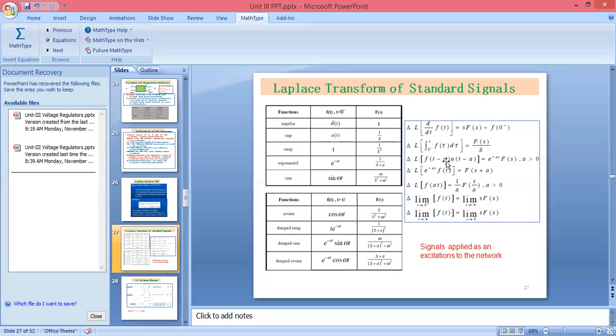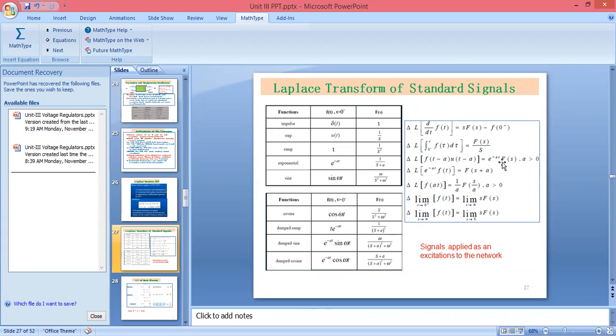So how can we take it? If we are having f of t minus a into another function, u of t minus a, you can take that function as e to the power minus as. It means exponential function into f of s. But when that value of a is greater than 0, at that time you can take L of f of t minus a into u of t minus a equal to e to the power minus as into f of s.